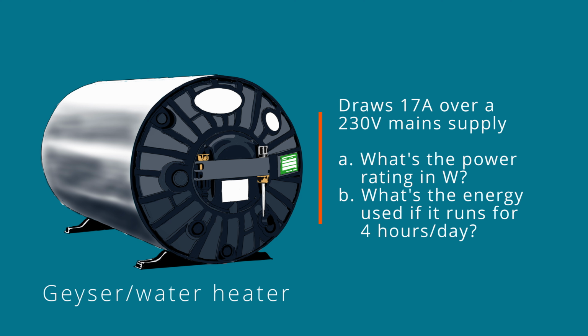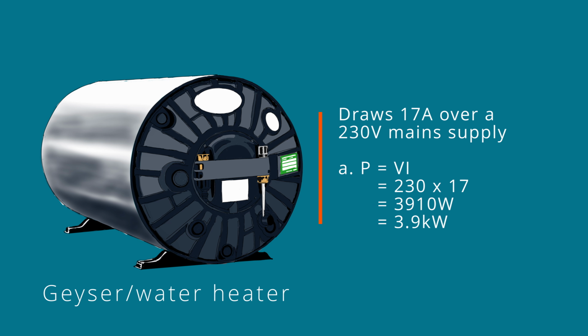If you have a water heater in your house that draws 17 amps of current over a 230 volt supply, what is the power rating of the water heater in watts? And if the water heater runs for an average of 4 hours over a 24-hour period, what is the energy consumption for the water heater per day? Now, the answer to that will be something like this.